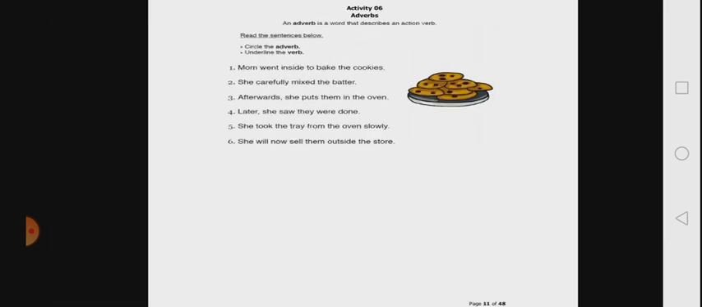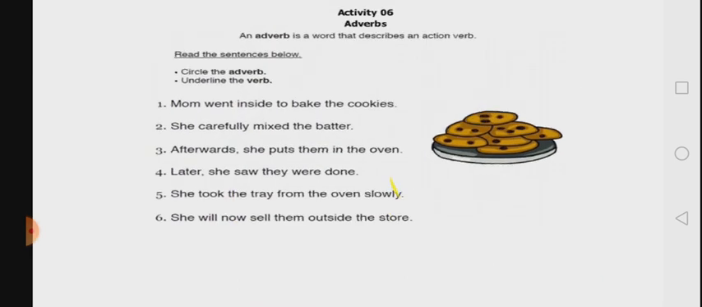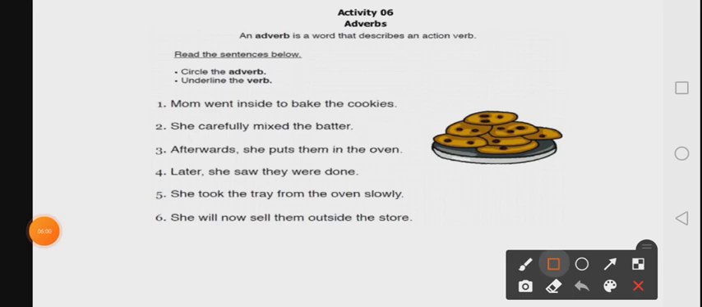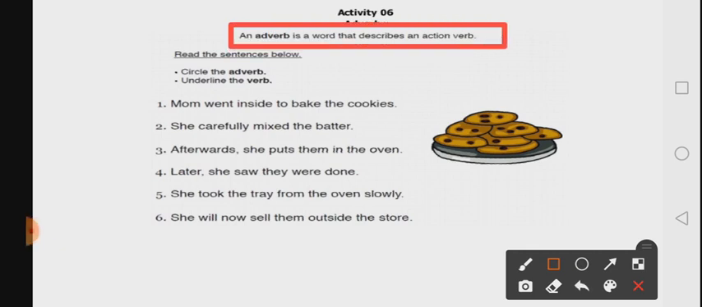Please open your resource packs from page number 11. Activity 6, the heading is already given there, adverbs. Let us begin here. It says that an adverb is a word that describes the action verb. As we have discussed earlier, any word that tells us about the quality of the work or the verb, that word will be referred to as an adverb. Now the examples are given here. Look at the question that says circle the adverb and then underline the verb.